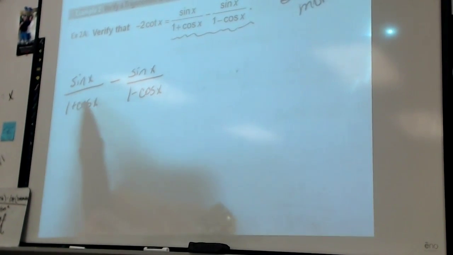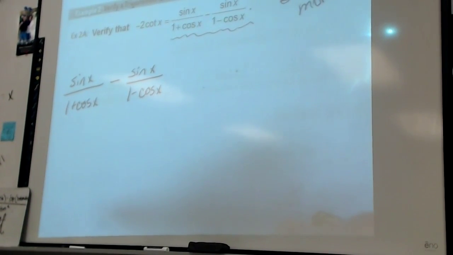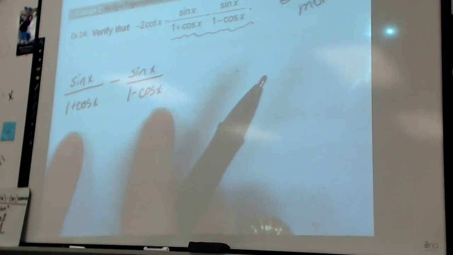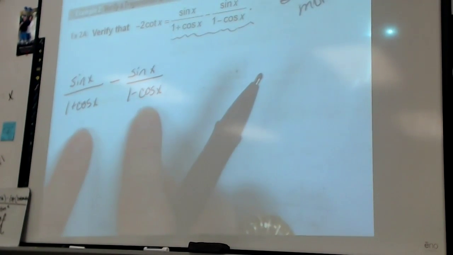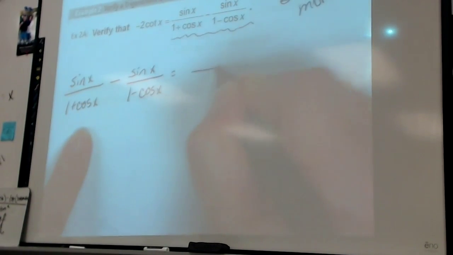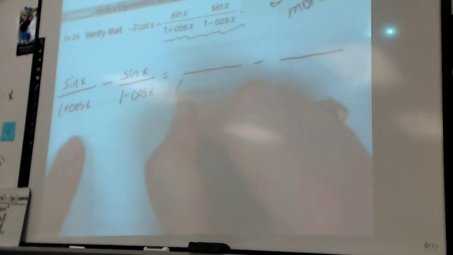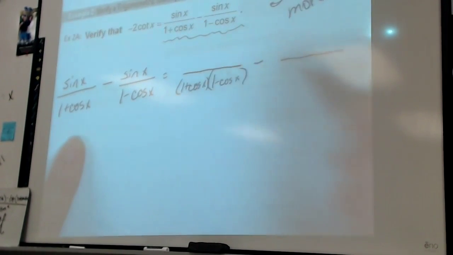Okay, so I have 2 fractions here that I need to combine somehow. Well, to combine fractions, you've got to have a what? A common denominator. Well, I have a 1 plus cosine x here and a 1 minus cosine x here. That's two totally different things, so they're both going to have to be in my common denominator. Okay, so I'm going to have 2 fractions, and my common denominator is going to be 1 plus cosine x times 1 minus cosine x.